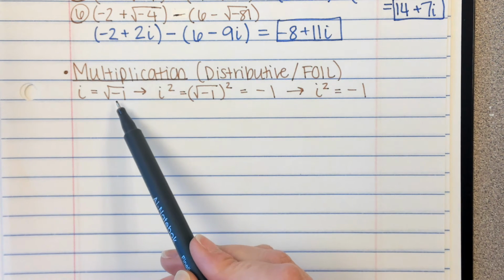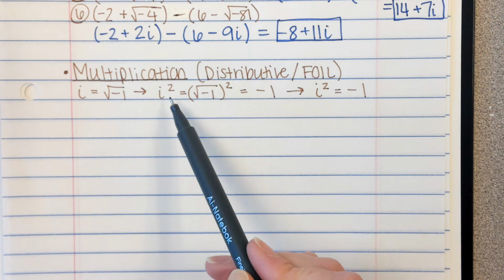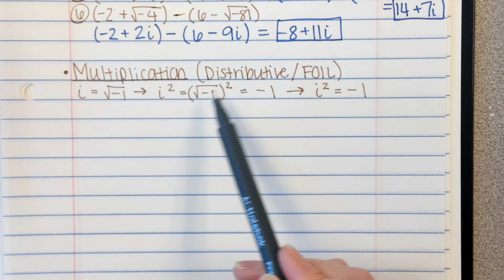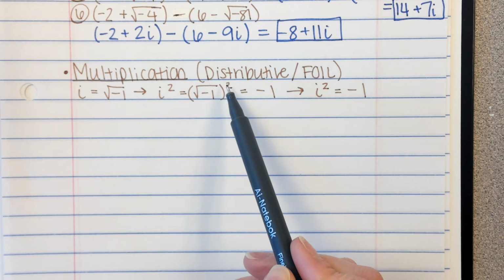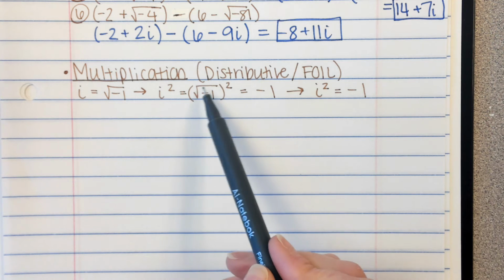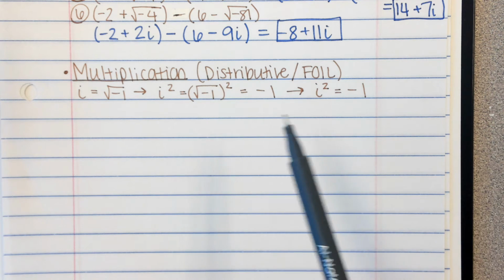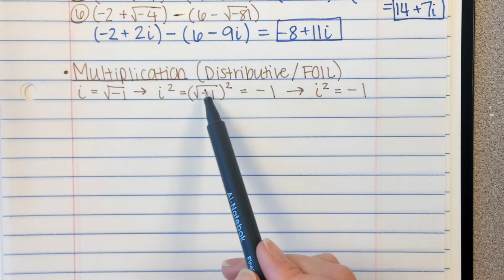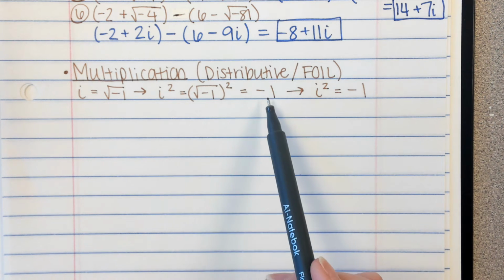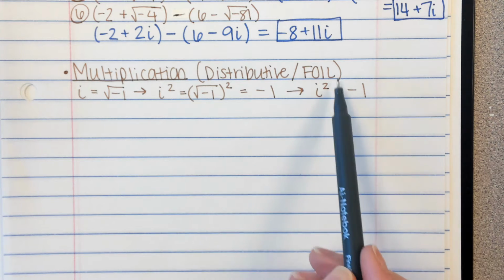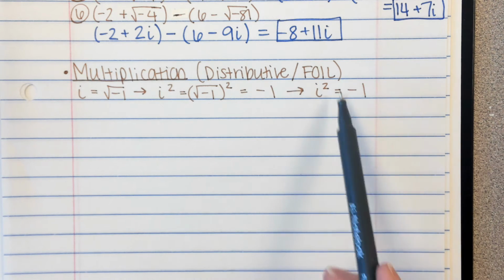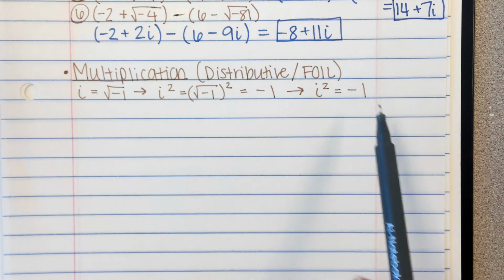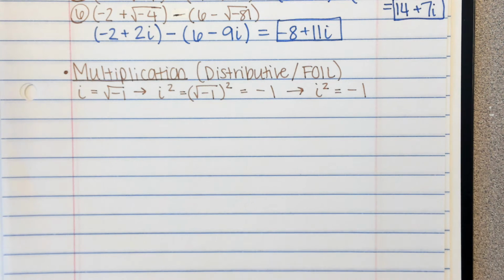I is equal to the square root of negative 1. So if you square I, you're squaring the square root of negative 1. A square and a square root are opposites. They cancel each other out, just like addition and subtraction, multiplication and division. Those cancel each other. So the square and the square root cancel each other out, and we're left with a negative 1. So that means anytime you have an I squared, we're going to change it to negative 1. Okay, you cannot leave an I squared in your answer.